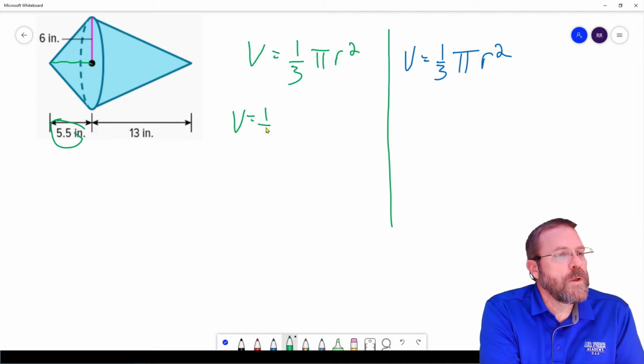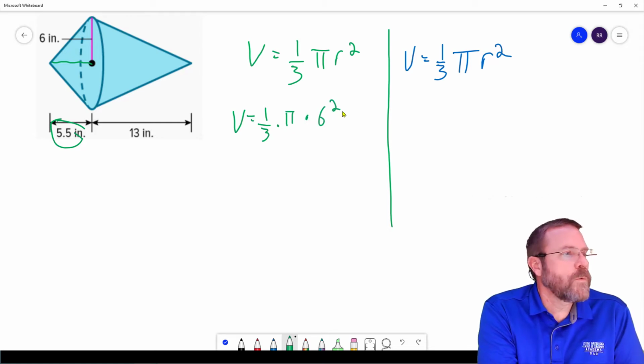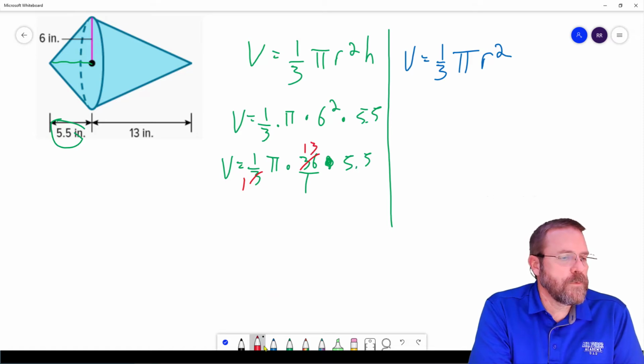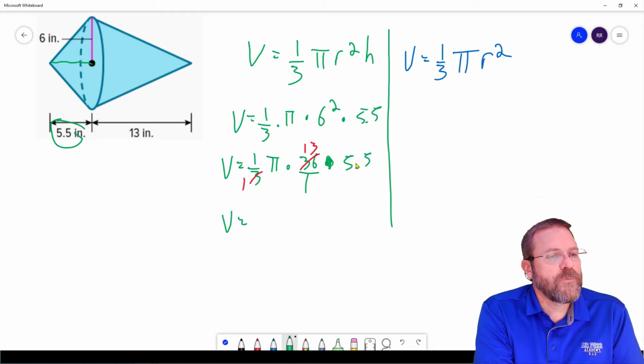Volume is equal to 1/3 times pi times 6 squared, and oh, I missed the height here, times the height. So there's my height, which is going to be 5.5. From here, I'm going to say volume is equal to 1/3 pi times 6 times 6 is 36 times the 5.5. I'm going to put that over 1 so I can do some simplifying, making that 13. And now when I work this one out, I have 1 times 13 times 5.5.